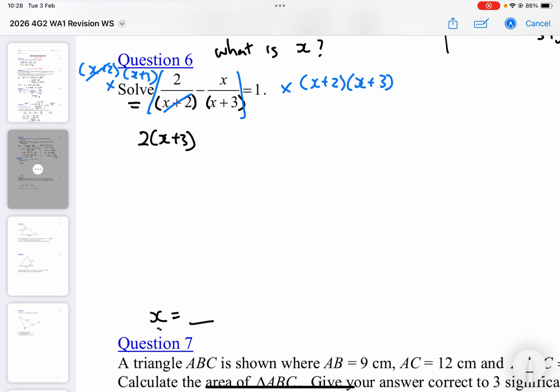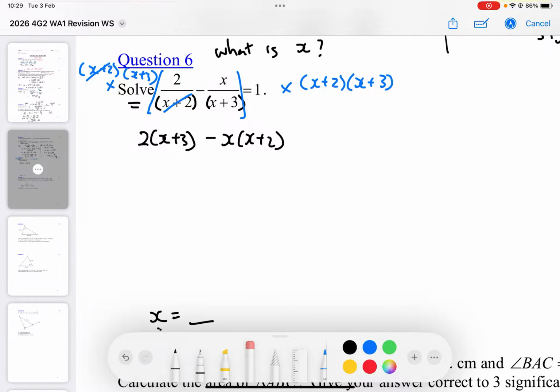Okay, then the other one, when my x plus 2 and x plus 3 multiply to the second fraction, the x plus 3 will be used to cancel away the x plus 3. Then my x plus 2 will still multiply with the numerator. So I'll have minus, still minus, x multiplying x plus 2, because the x plus 3 is used to cancel away the denominator.